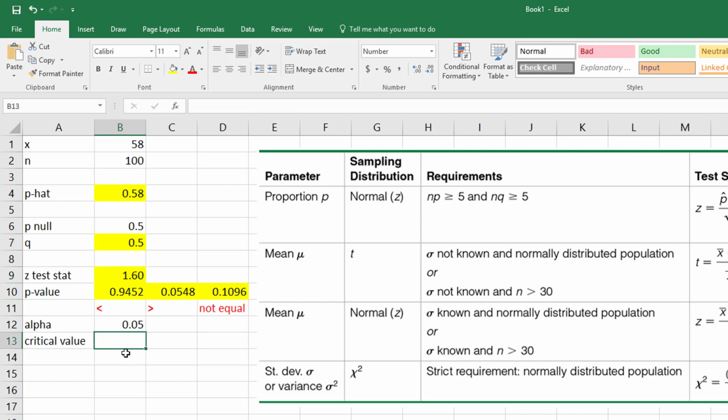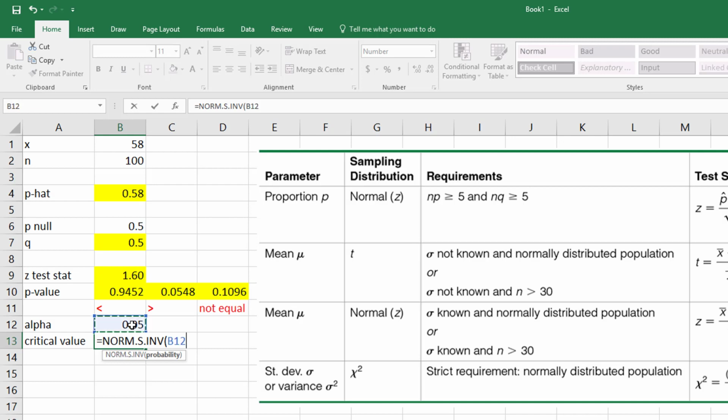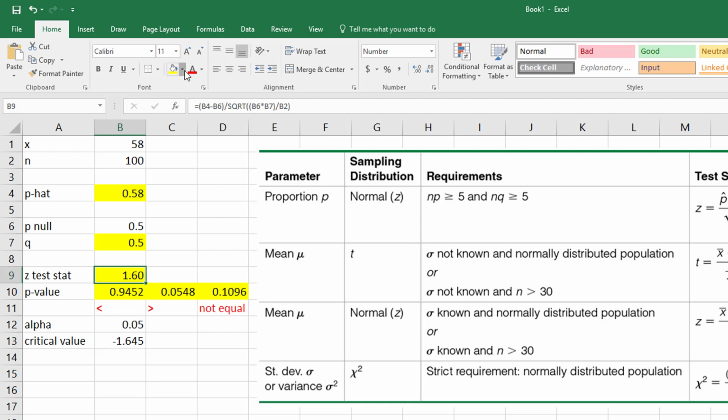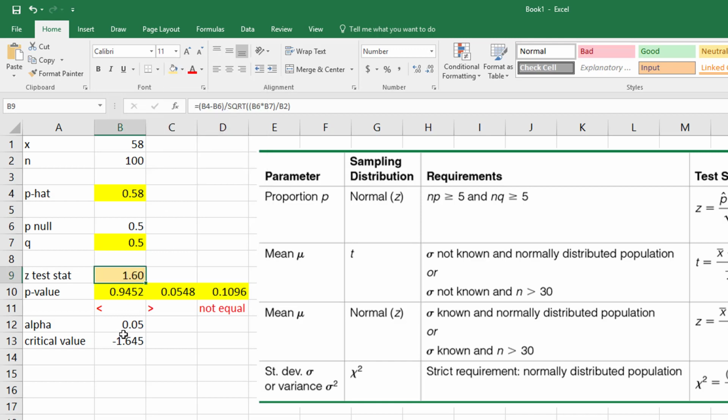That's just another way, right? Another method. Well, to find the critical value, you do equal norm dot s dot inv, I almost messed up again, and then you put the probability in there, and I close my parentheses. And notice in this case that this has given me a negative. So I'm checking, let's color these different, I'm checking this cell against this cell. Well, the problem is, once again, that's given me to the left.